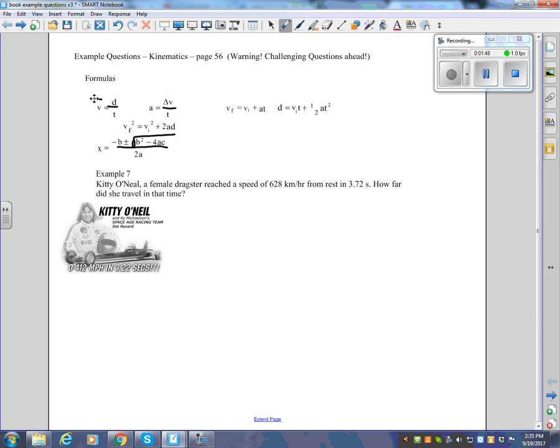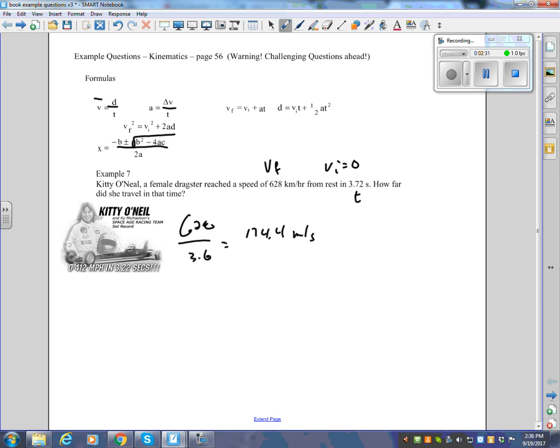Okay, so what do we know? We know that her initial speed was 0. We know that her final speed was 628, and it's in kilometers per hour, and our time is 3.72, right? Do you feel like we should convert the 628 kilometers per hour to meters per second? Seems like it, doesn't it? So 628, we're going to divide by 3.6, and we get 174.4 meters per second.